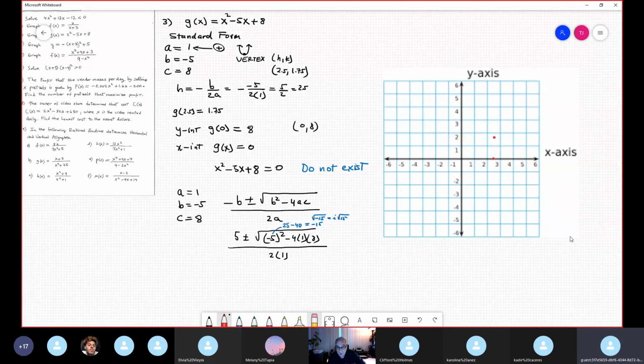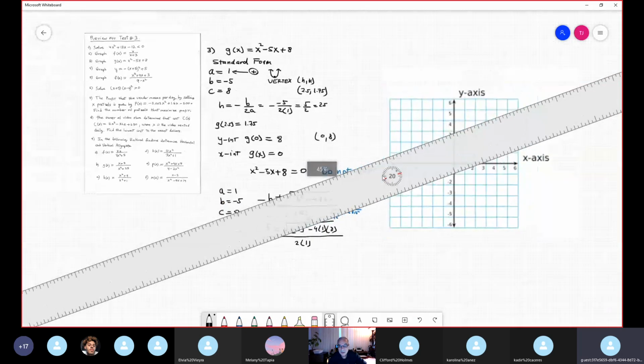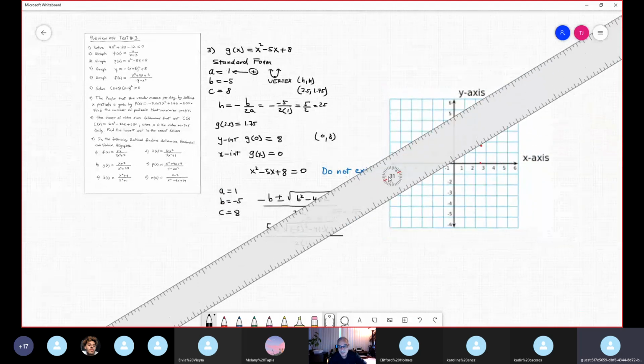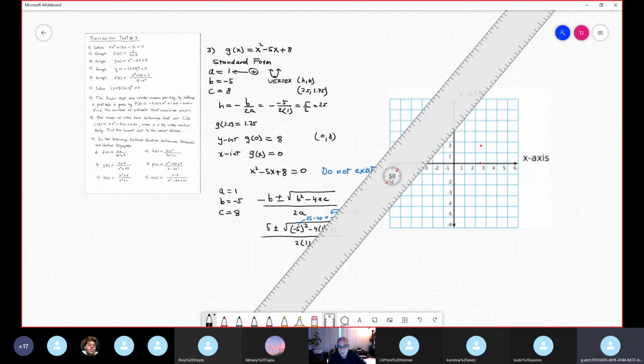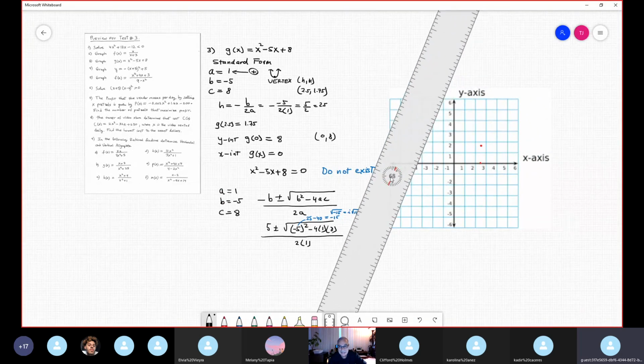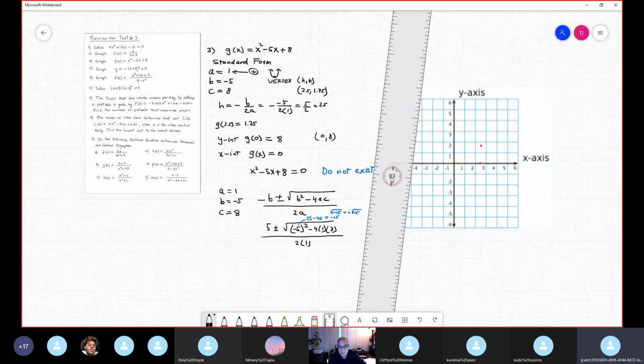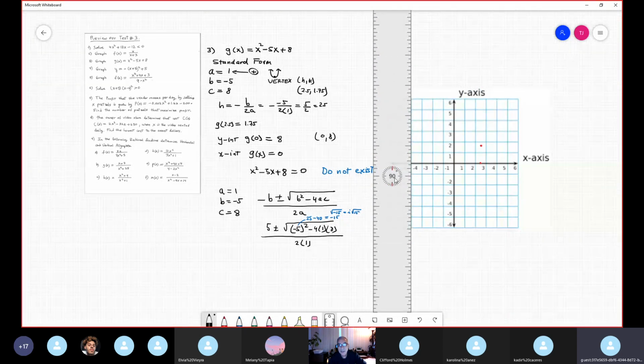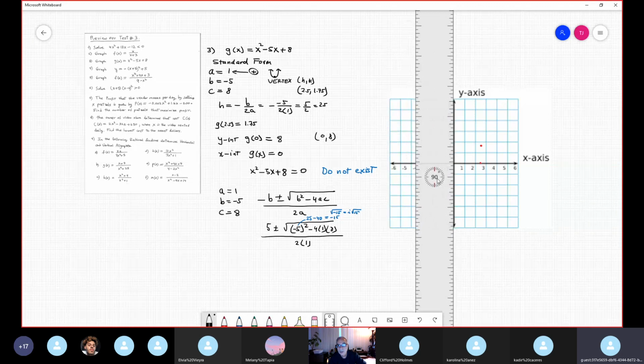However, the parabola does cross the y-axis at the y-intercept. By the way, it's an 8. So let me create an extension, a little bit, 90 degrees of the y-axis. Extension.